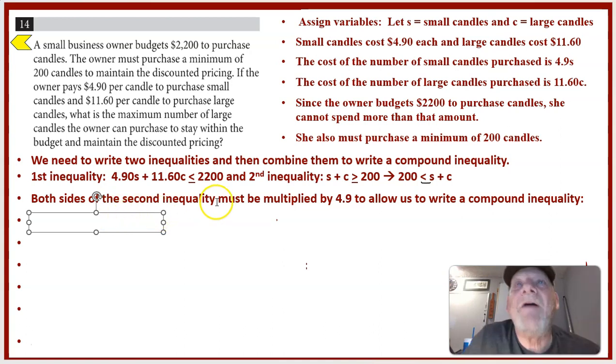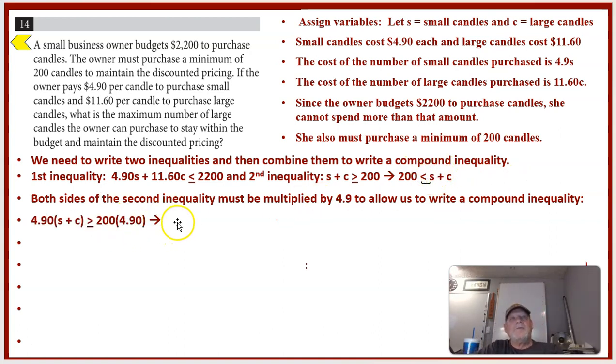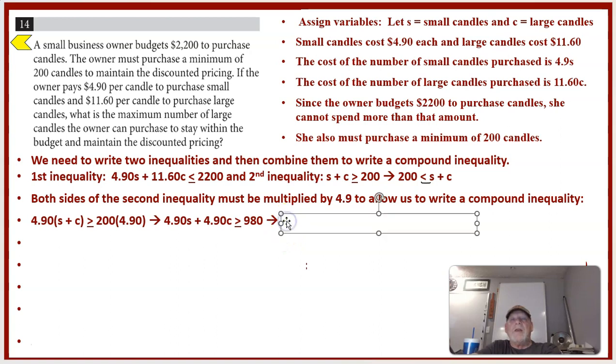Why? Because I've got to have 4.90s plus 11.60c on both sides, okay? So I'm going to have to solve for s. So I'm going to multiply both these sides by 490, and that's before I rewrote it. I was just telling you that I could rewrite it up there. So it ends up being 4.9s plus 4.9c greater than or equal to 980.